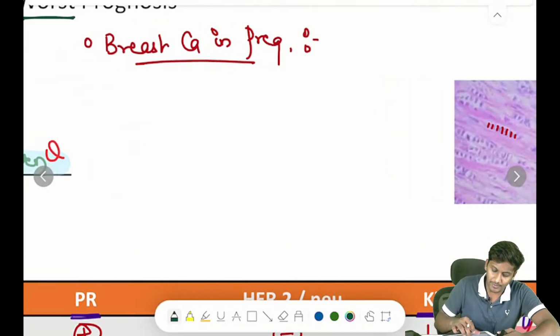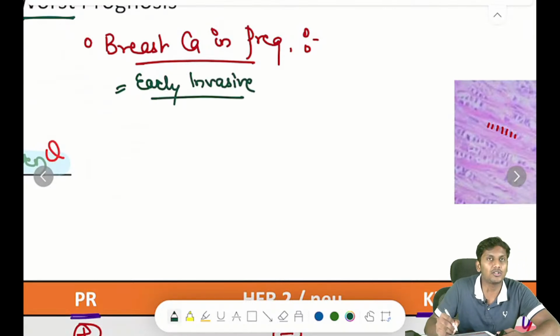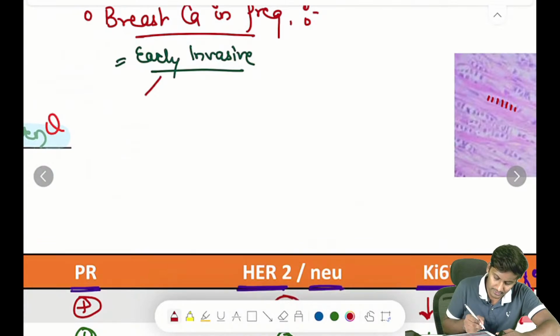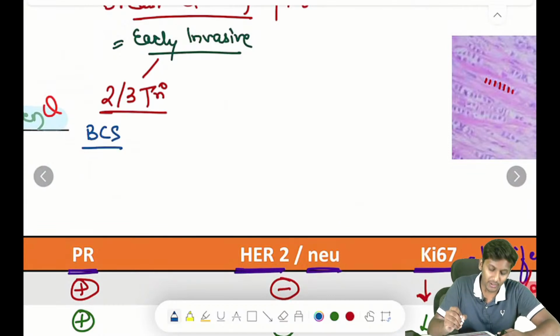So if I talk about breast cancer in pregnancy, the first one, if the patient is diagnosed with early invasive breast cancer in pregnancy in the second or the third trimester, then definitely we have to go for a BCS. Yes, we can do a BCS in this patient, that is breast conservation surgery. But can we give radiotherapy during pregnancy?